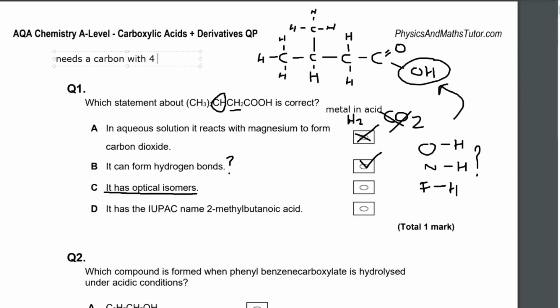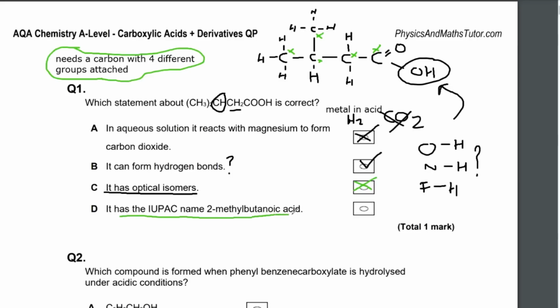So C, an optical isomer, this is going to need a carbon with four different groups attached, you know, a chiral carbon. And if we check these, okay, this methyl, no, none of these have got four groups attached. This one, four different groups anyway, and the last one only has three groups, so it's definitely not that.